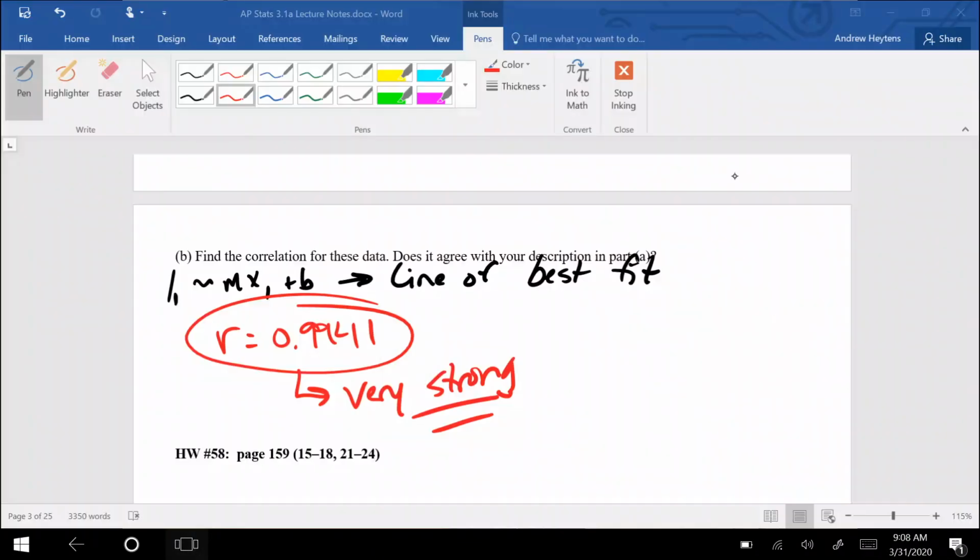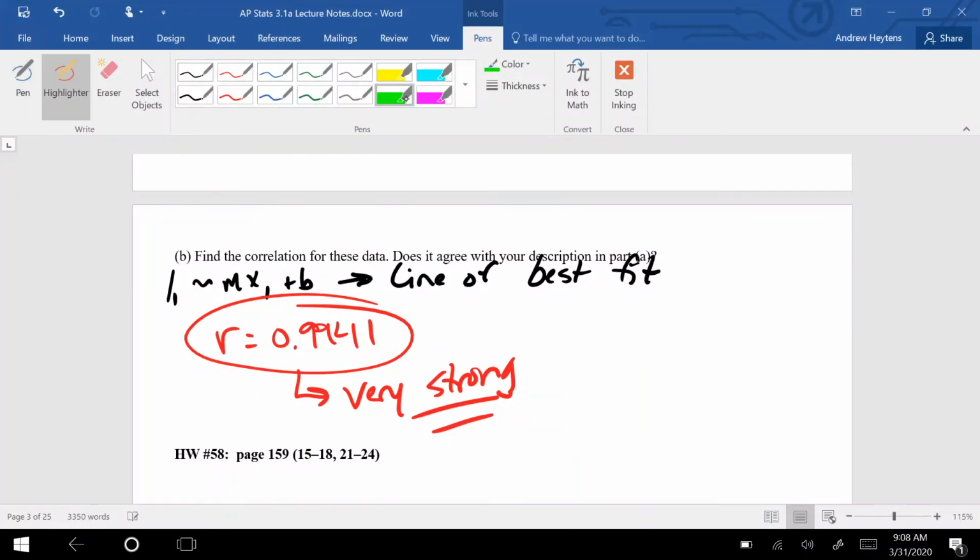All right, that brings you to your next assignment, which is 58, page 159, 15 through 18, 21 through 24. Let me know if you are having issues accessing the textbook or issues with anything else that I need to know about.